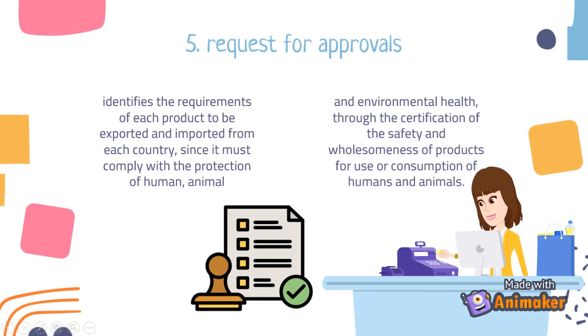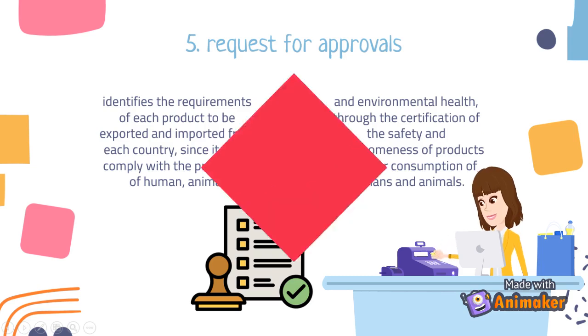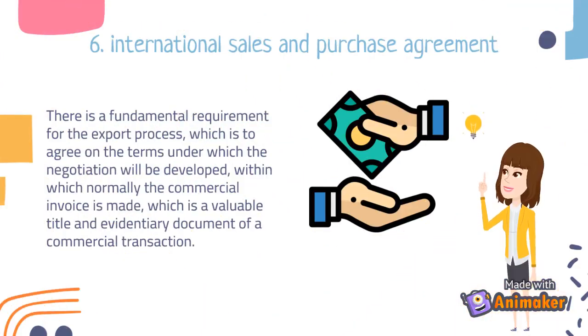5. Request for approvals. Identifies the requirement of each product to be exported and imported from each country, since it must comply with the protection of human, animal, and environmental health through the certification of the safety and wholesomeness of products for use or consumption of humans and animals.